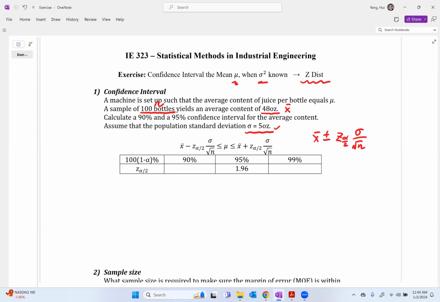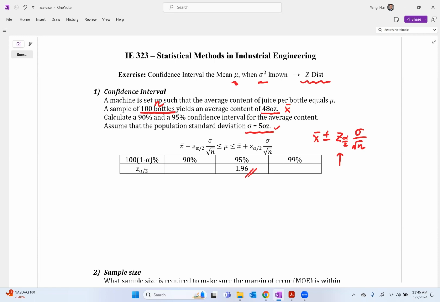Now we need to get the Z alpha over 2 for the 90% or 95% confidence interval. In this case, we are already given Z alpha over 2 for 95%, which is 1.96. Now let's derive Z alpha over 2 for the 90% confidence interval and the 99% confidence interval.